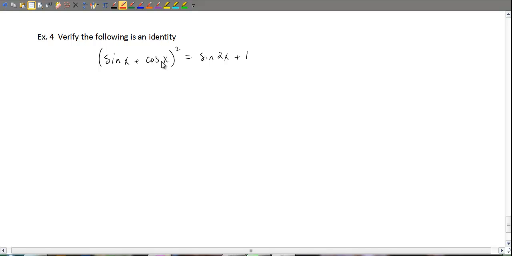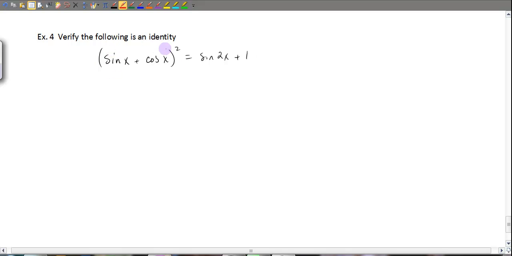So these last two examples, we're going to be verifying and really working with our identities in more of an algebraic manner. The first example says that I want to verify that something is indeed an identity. Remember that when we approach this, we're trying to tackle the more difficult side and turn it into what looks to be the easier side. So I can tell you right now that this term over here is the more difficult side. And so we're going to see if we can rewrite the left-hand side as the right-hand side over here.